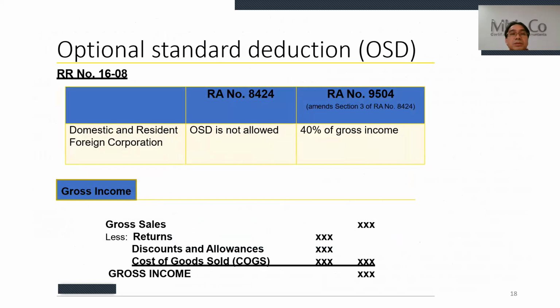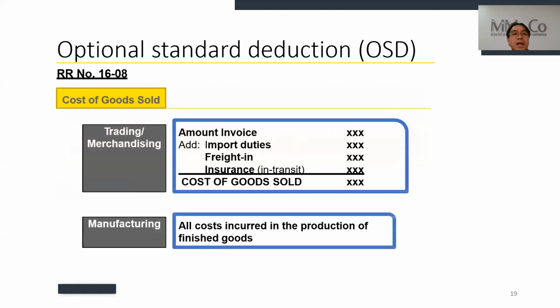sabi dito OSD is not allowed, pero doon sa 9504, 40% of gross income for domestic and resident foreign corporations. Tapos, ganito yung pagko-compute. Gross sales minus sales returns and allowances, discounts, and then minus cost of goods sold, then you get your gross income. Then multiply mo. Okay? So, that's how to compute that.